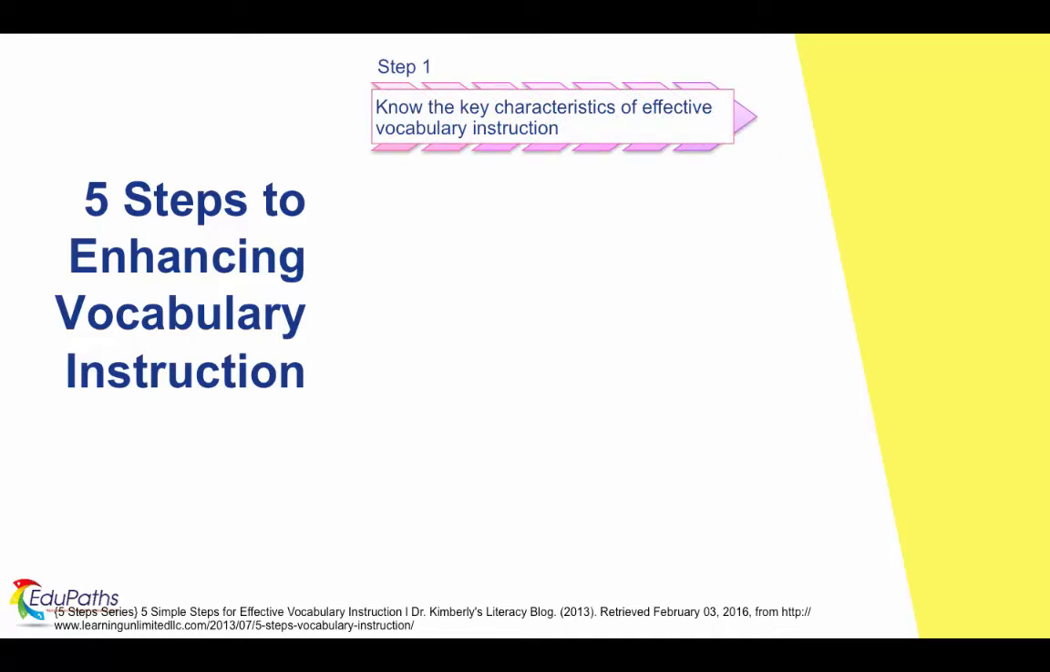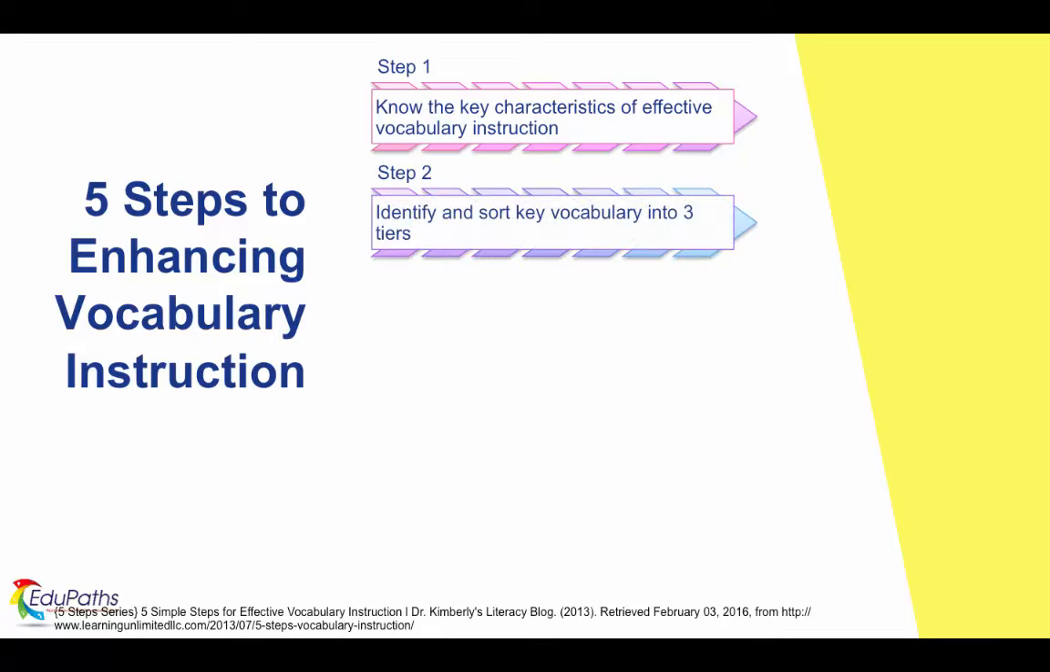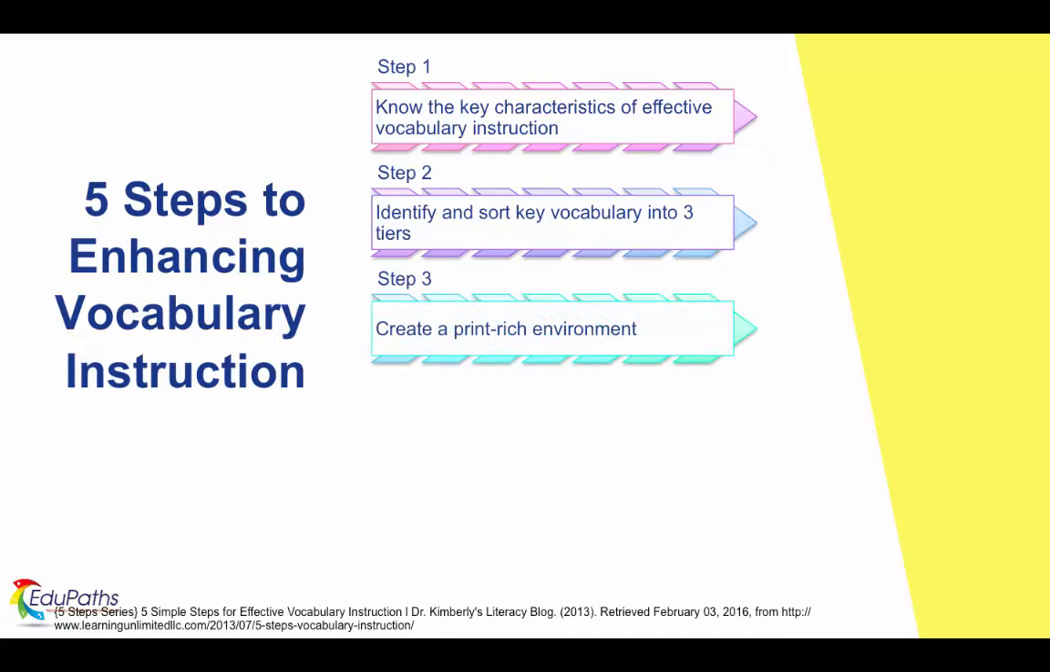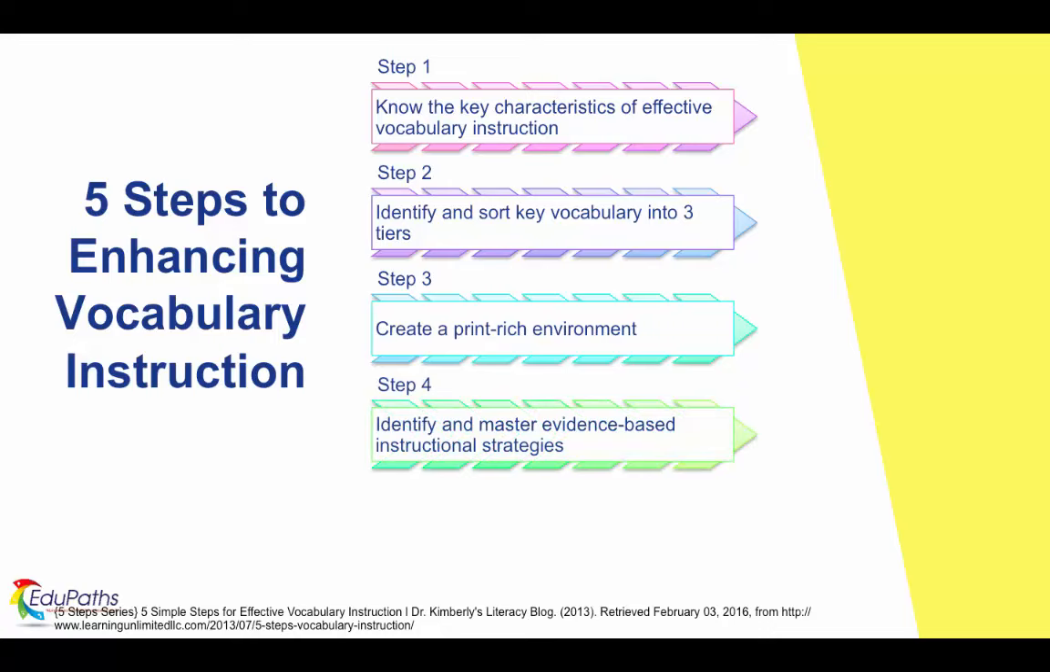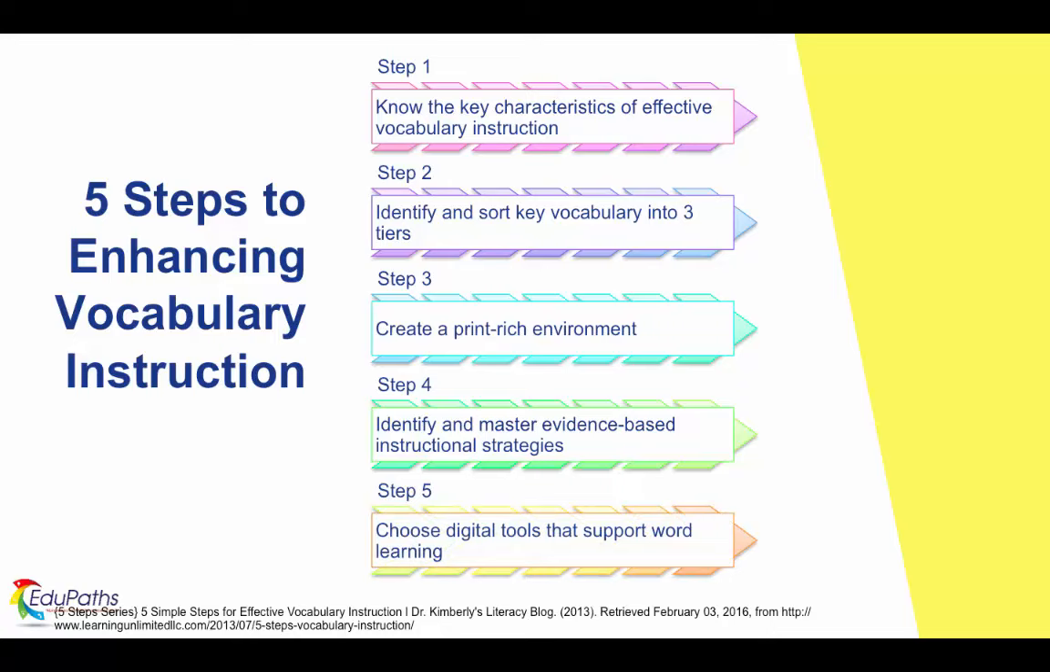Step 1 is to know the key characteristics of effective vocabulary instruction that we've just discussed. Step 2 is identify and sort key vocabulary into 3 tiers. Step 3, create a print-rich environment for your students. Step 4, identify and master some evidence-based instructional strategies that will work for you in your classroom with your students. And step 5, choose some digital tools that support word learning. Now let's talk about each of these steps in greater detail.